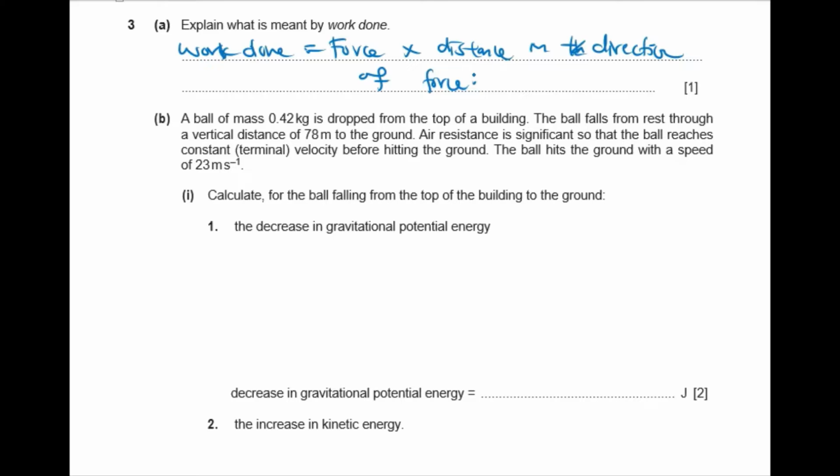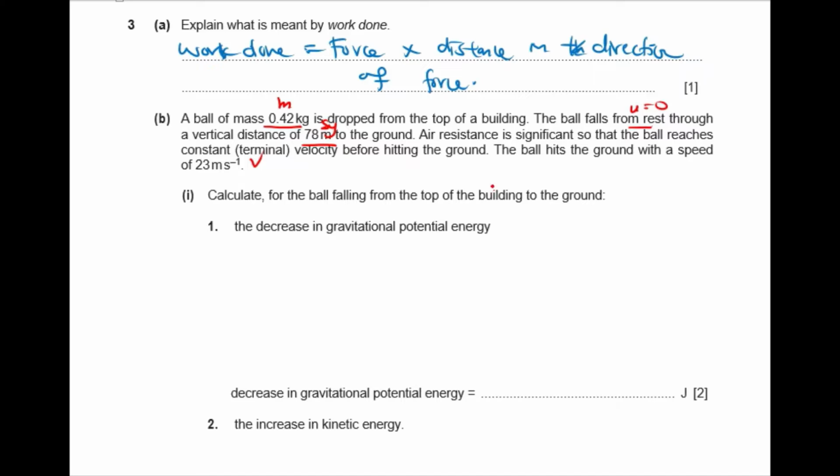3b, a ball of mass 0.42 kilogram, this is mass, is dropped from the top of a building. The ball falls from rest, so u equals 0, through a vertical distance of 78 meters to the ground. So this is s_y. Air resistance is significant so that the ball reaches constant terminal velocity before hitting the ground. The ball hits the ground with a speed of 23 meters per second. This is v.